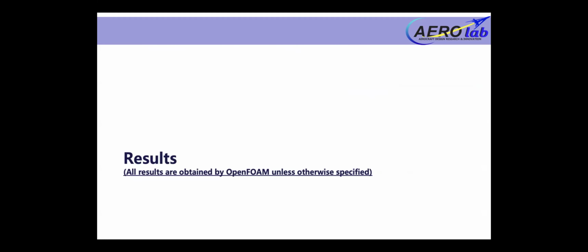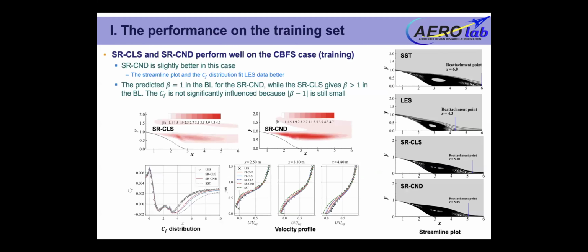Now let's look at the results. All the results obtained here are by using OpenFOAM unless otherwise specified. Now let's first look at the training set. The first training case is the curved backward facing step case. As you can see on the right column, the SR-CLS and the SR-CND model indeed improve the baseline SST model's accuracy in terms of the location of the reattachment point, and the velocity profiles here suggest the same.